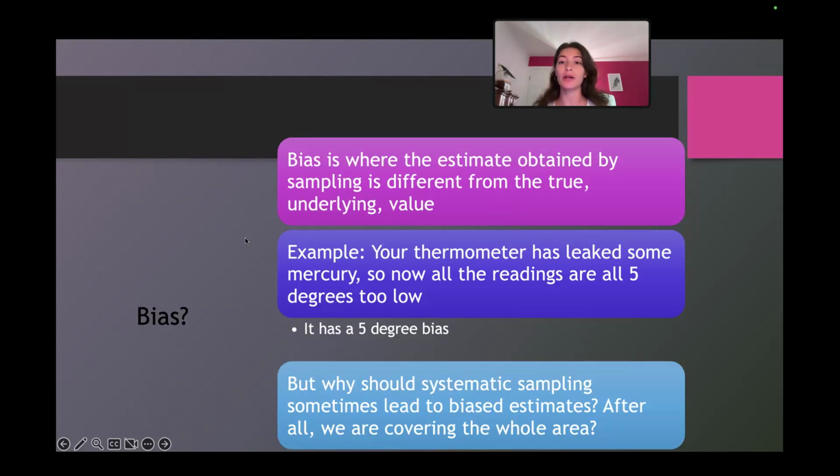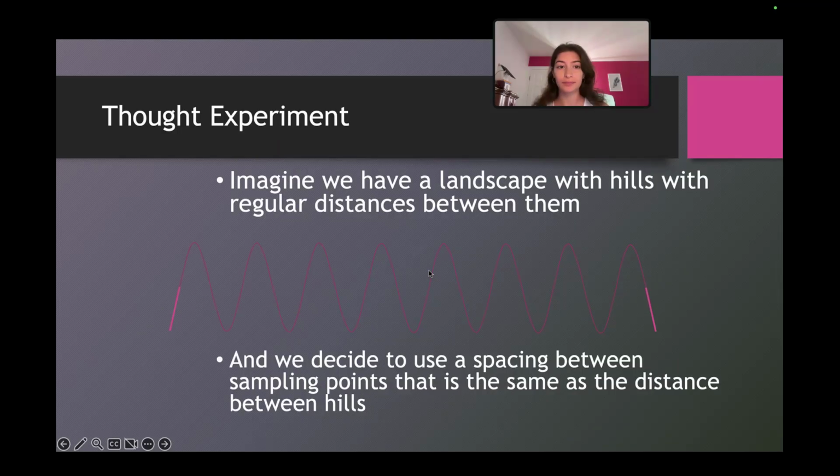This bias is where an estimate obtained by sampling is different from the true underlying value. An example is that if your thermometer has leaked mercury, all the readings may be 5 degrees too low. That's a 5-degree bias. So why should systematic sampling sometimes lead to a biased estimate? After all, we are covering the entire area.